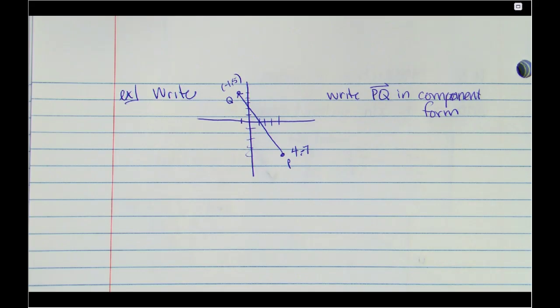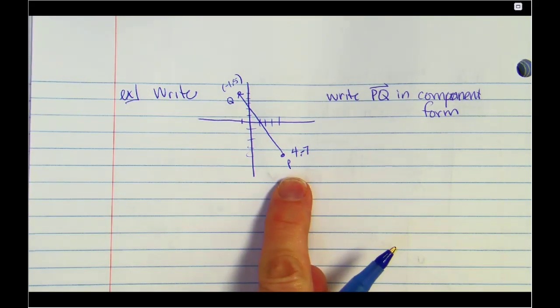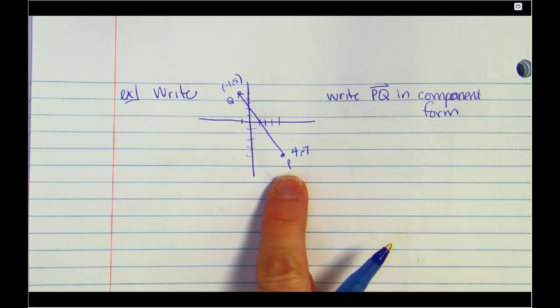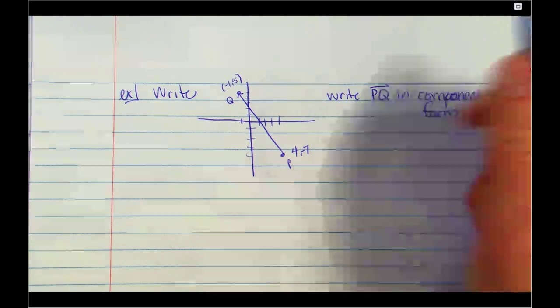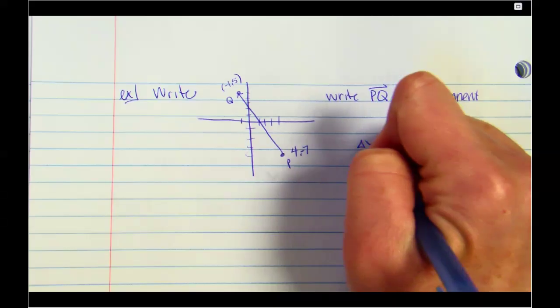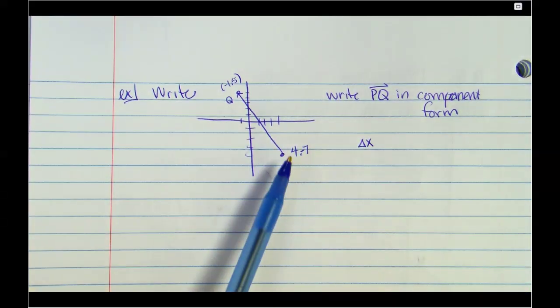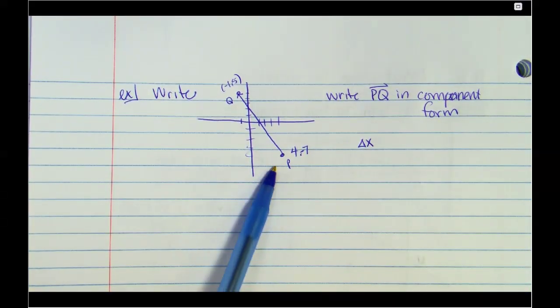So I think the thing that's most important when you're doing the change in Y and the change in X is that you start at that initial side. You're starting at the initial side and seeing what happens. So let's do change in X, from P to Q. You have to start at the initial side. So from P to Q, what happens?